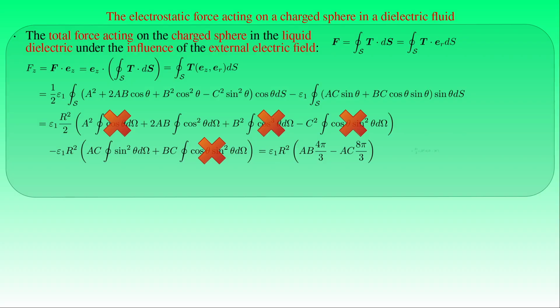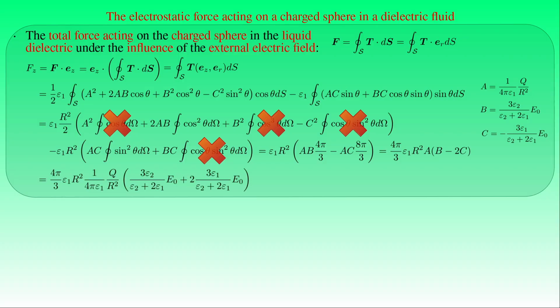Then we can write the z component of the force F as 4 pi over 3, times epsilon 1 times r squared times a, times the difference between b and 2 times c. Now we substitute the definitions of the constants a, b, and c into the right-hand side of the equation, where a is given by 1 over 4 pi times epsilon 1, times q over the square of capital R, b is equal to 3 times epsilon 2 over the sum of epsilon 2 and 2 times epsilon 1, times E naught, and c is given by negative 3 times epsilon 1 over the sum of epsilon 2 and 2 times epsilon 1, times E naught.